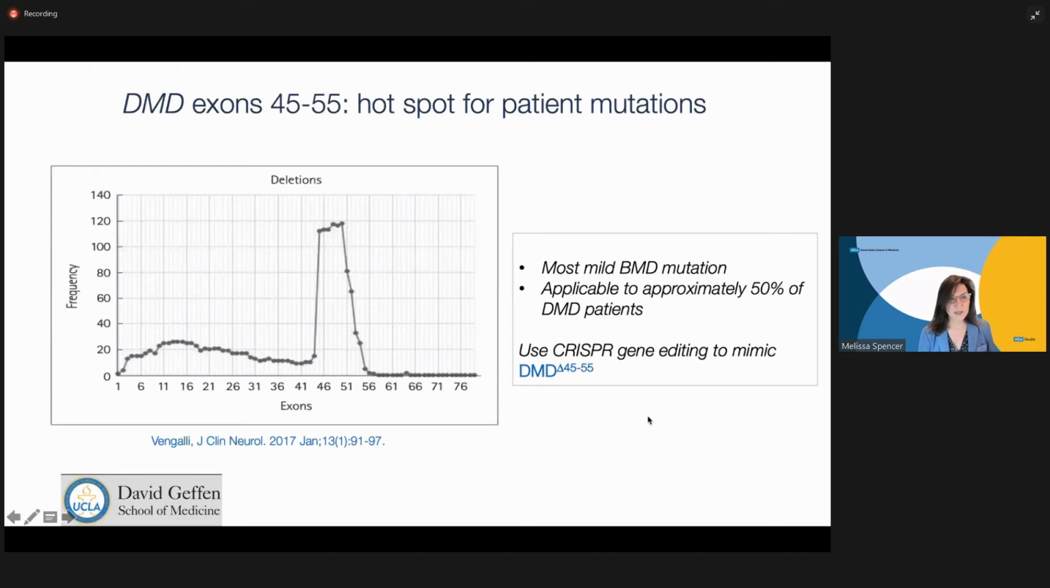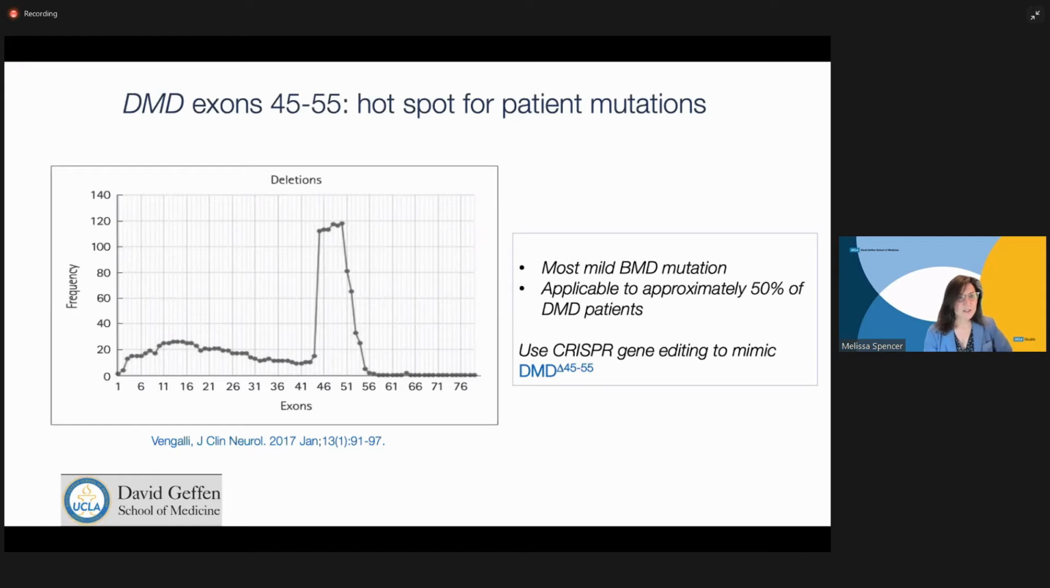And there are patients diagnosed as late as their 60s. We also know that this exon 45 to 55 region is a hotspot for patient mutations. So what I'm showing you here is the frequency of mutations based on the exon. And you can see in this region, about 50% of mutations map to the 45 to 55 area.